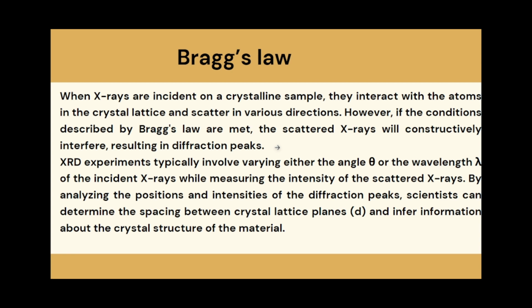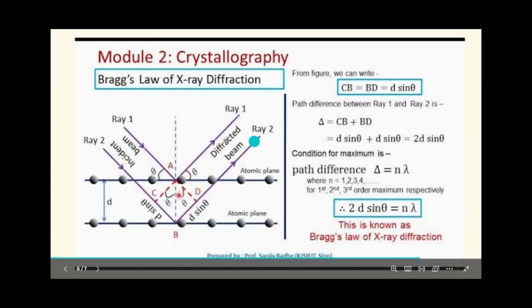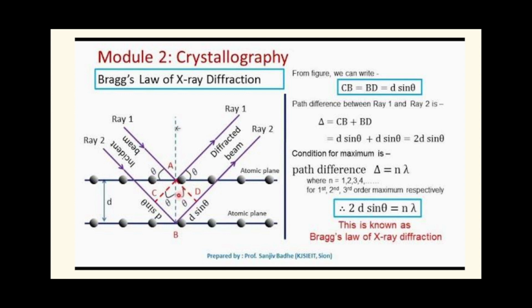Further, when X-rays are incident on a crystal sample, they interact with the atoms in the crystal lattice and are scattered in various directions. However, if the condition described by Bragg's law is met, the scattered X-rays will constructively interfere, resulting in diffraction peaks. An XRD experiment typically involves varying either theta or the wavelength lambda of the incident X-ray while measuring the intensity of the scattered X-rays. By analyzing the position and intensity of the diffraction peaks, scientists can determine the spacing between the crystal lattice planes and get information about the crystal structure of a material. This is the process which we discussed in theory.